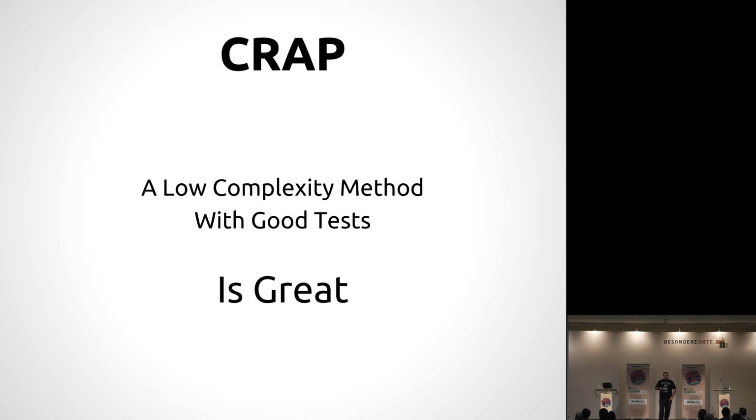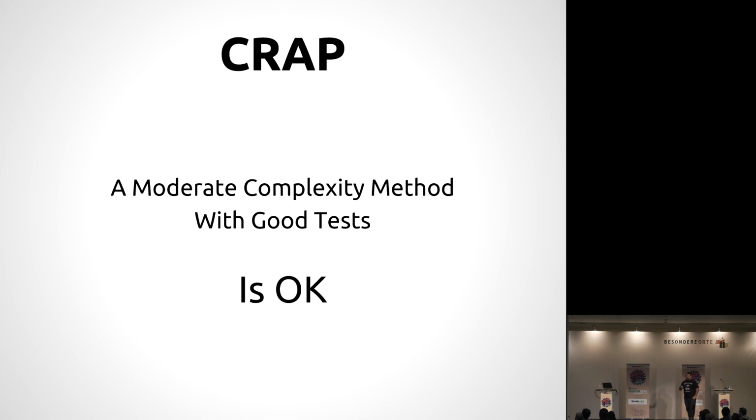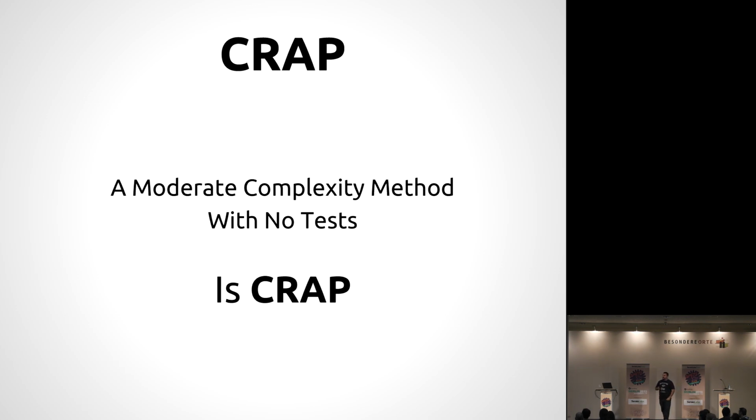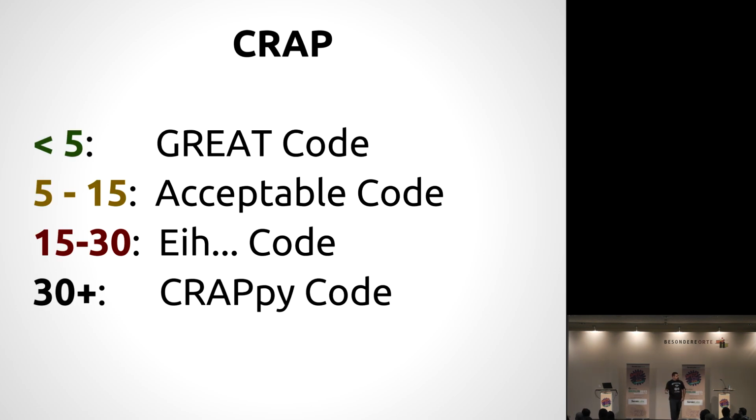A low complexity method with good tests is great. That's what we want. A moderate complexity method with good tests is good. That's okay. We're fine with that. But a moderate complexity method with no tests is crap. If it's highly complex, it's crap off the bat, and you can't fix it. But tests are a way to ensure against moderate complexity. So we wind up with this scale.